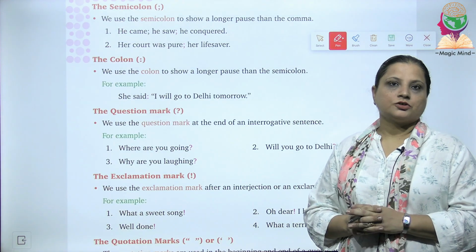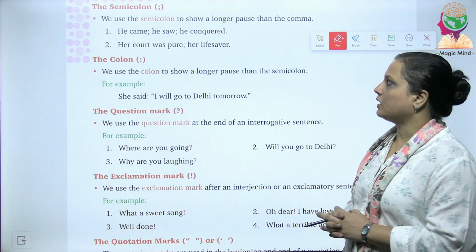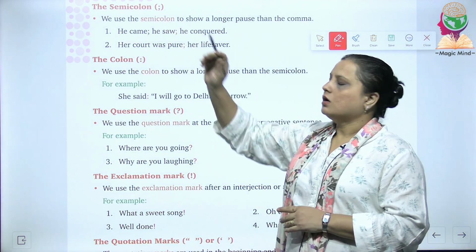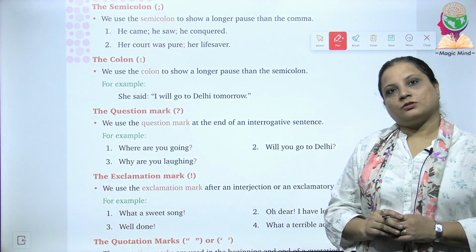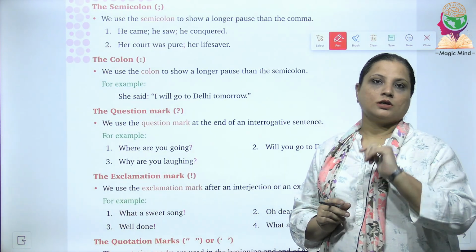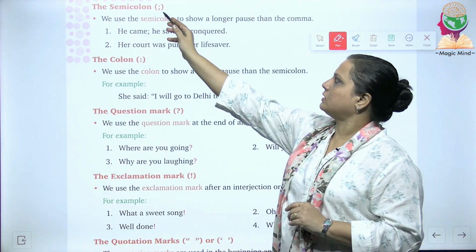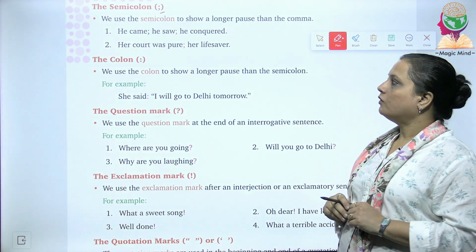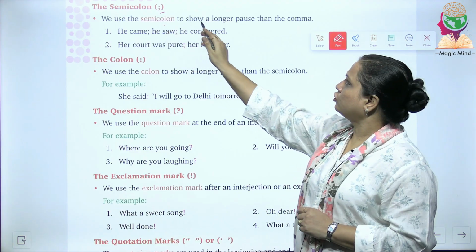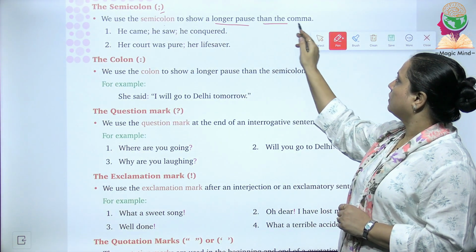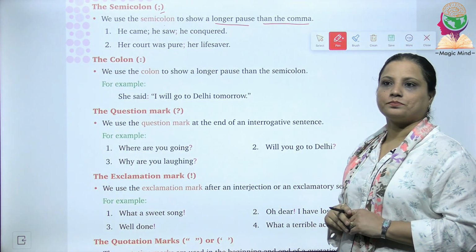The next punctuation mark given on the next page is the semicolon. Semicolon is actually a mixture of a dot and a comma, and this is what the sign indicates. We use semicolon to show a longer pause than the comma.